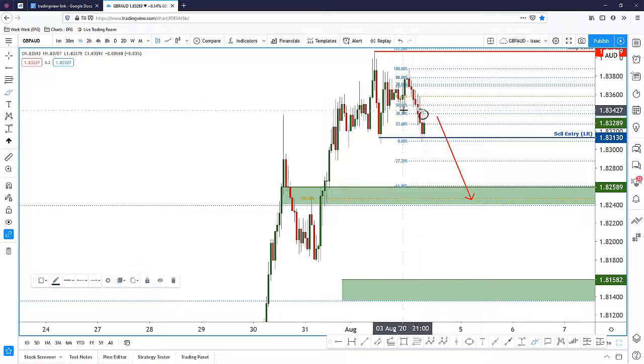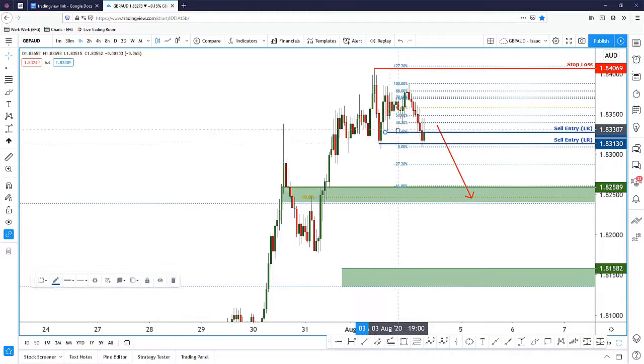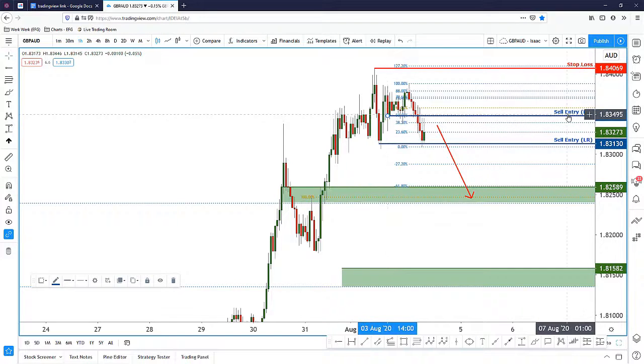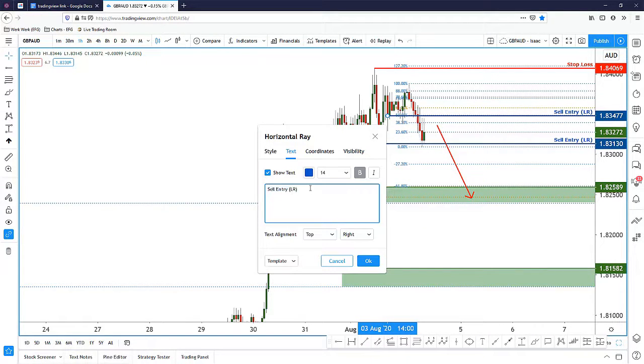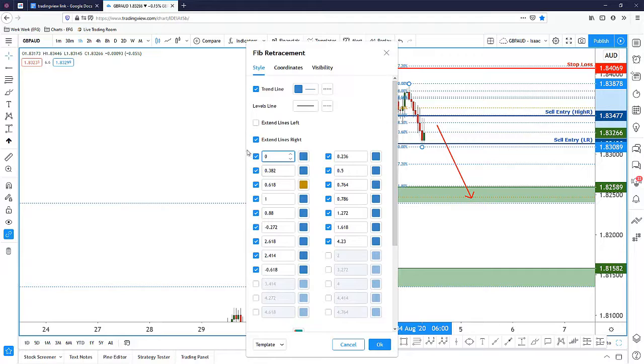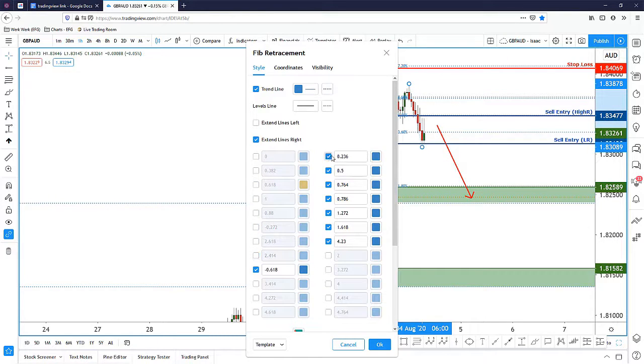We see that 38 has been touched. So the retracement to the 50% has not yet been touched. So let's put the higher risk entry at the 50% level. 50% will be somewhere over here. So this we call the high risk. Okay, so now I'm just going to highlight the 50% and the negative 61.8.